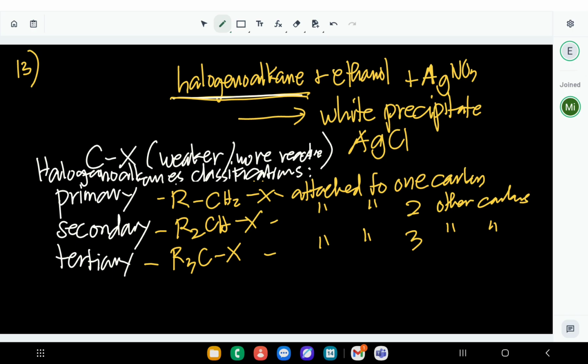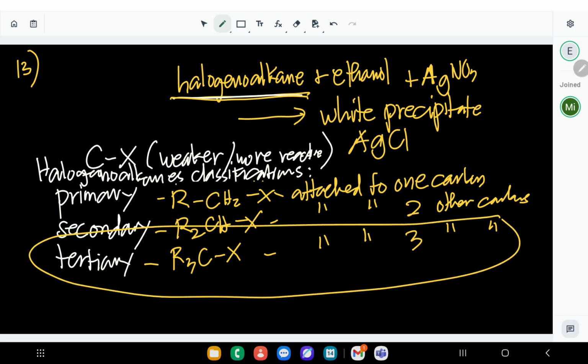Okay, but in this case, in the given problem, since the white precipitate is formed here, this immediately means that the carbon-chlorine bond, as I said earlier, is weaker, therefore more reactive under these conditions. Then the classification of the halogenoalkane in this case, because we have chloride there, should be tertiary. So the answer should be tertiary.